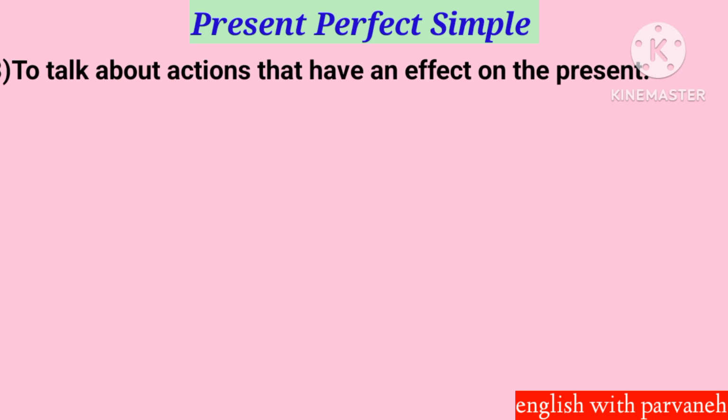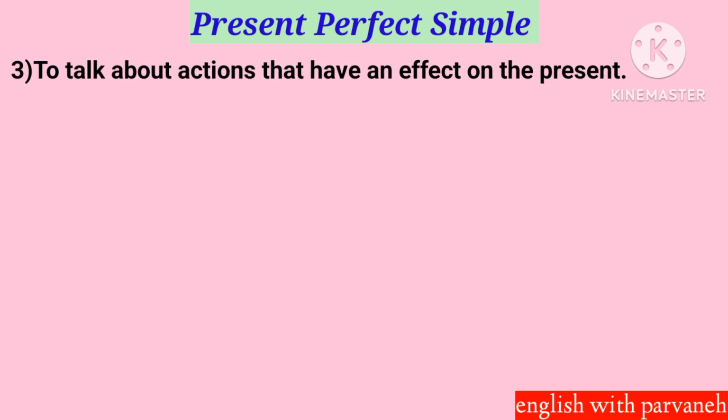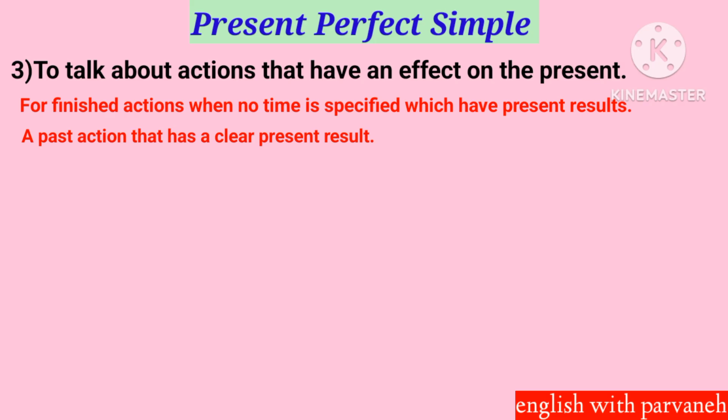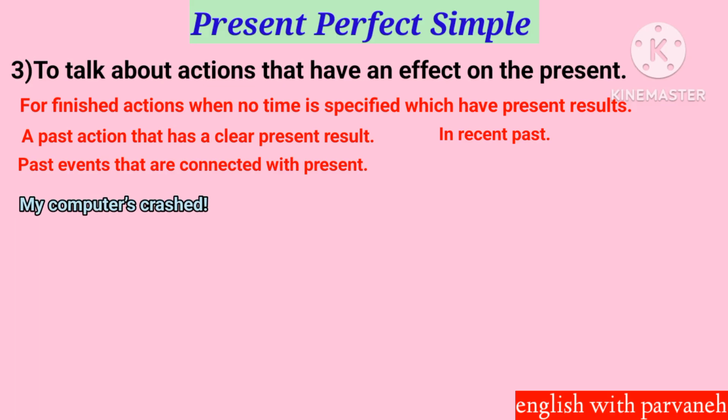Number 3, we use the present perfect simple to talk about actions that have an effect on the present. For finished actions, when no time is specified, which have present results. The present perfect expresses a past action that has a clear present result. The action is usually in recent past. So in this use, we have past events that are connected with present. For example, my computer's crashed, or my computer has crashed.